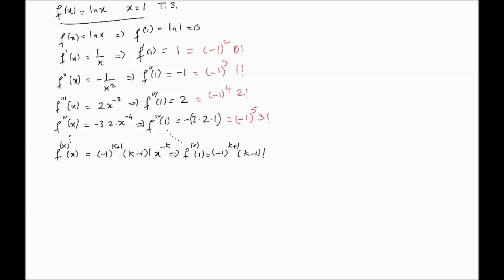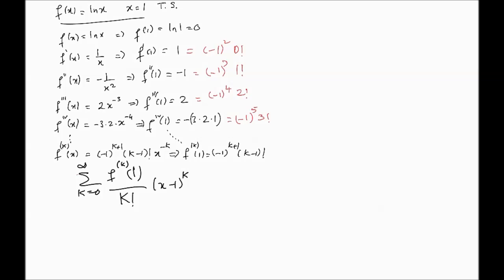So far everything looks pretty straightforward. Let's write down the Taylor series of this ln x. So the Taylor series is going to be the sum from k equals 0 to infinity of f^(k) at 1 divided by k factorial, times x minus 1 to the k.